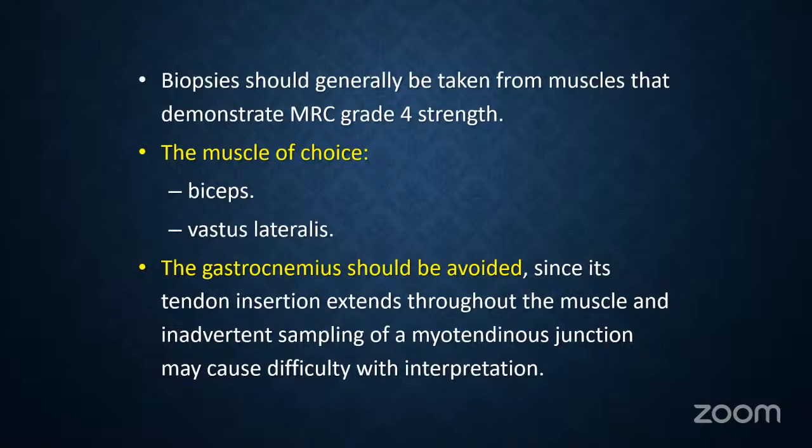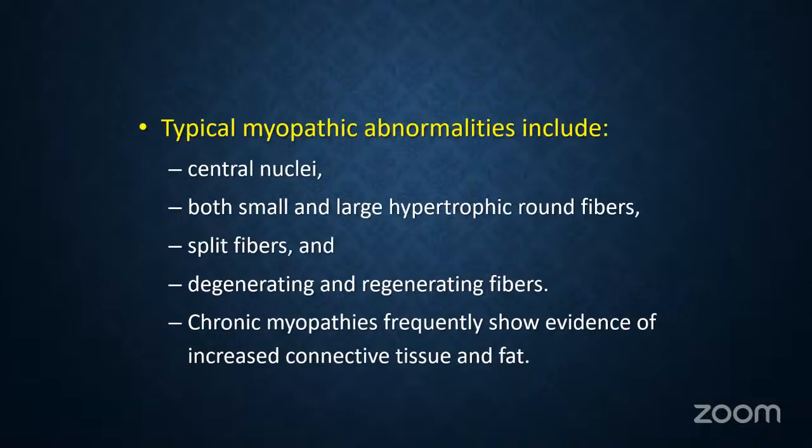The muscles of choice are biceps and vastus lateralis. The gastrocnemius muscle should be avoided since its tendon insertion extends throughout the muscle, and inadvertent sampling of a myotendinous junction may cause difficulty with interpretation.